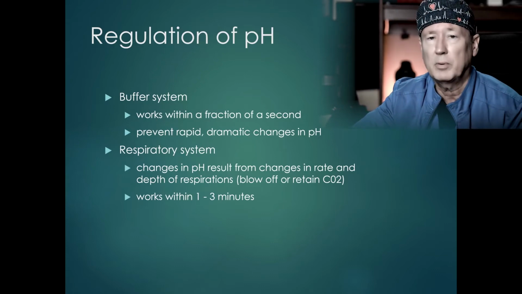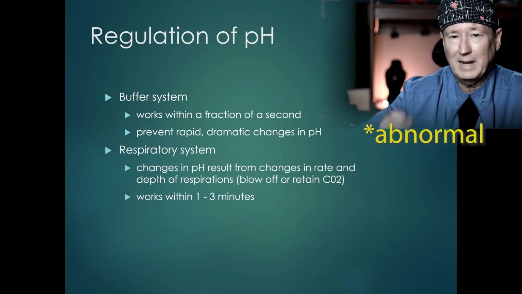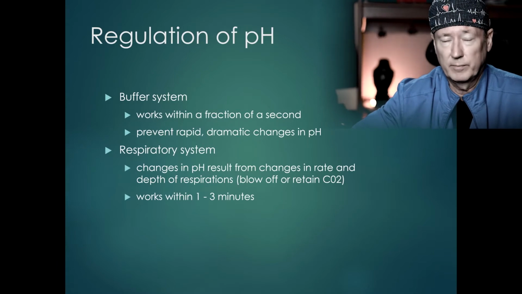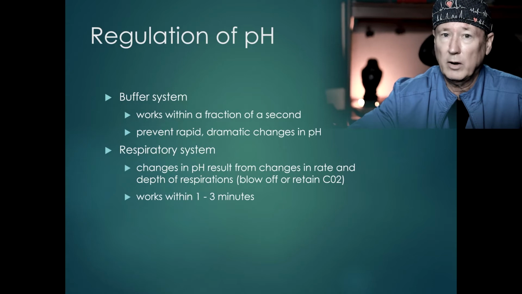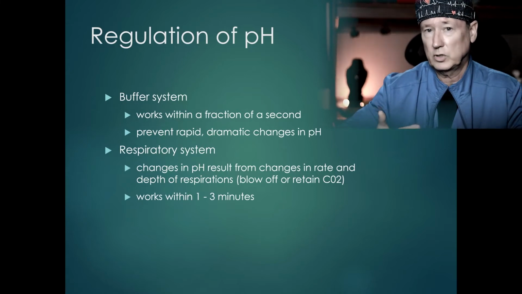As you go through and interpret blood gases, if your CO2 is abnormal, you should have in your mind: is it causing the problem, or is it trying to help fix the problem? And the bicarb, if it's abnormal, high or low, you have to identify whether it's causing the problem or trying to fix the problem.